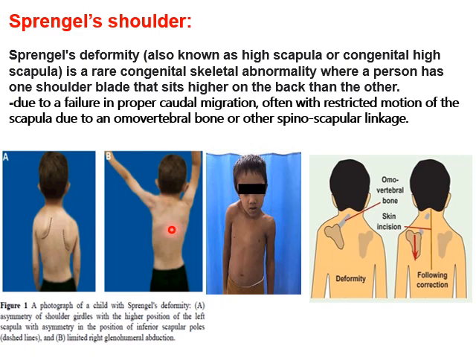This abnormal caudal migration, or the failure in caudal migration of the scapula, may be due to the presence of an omovertebral bone or spinoscapular ligament. This can be treated arthroscopically, where the omovertebral bone is broken and the scapula is descended down, correcting the position of the scapula.